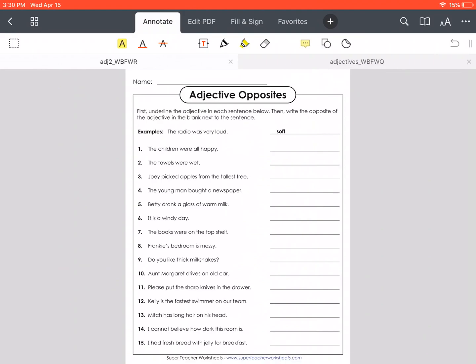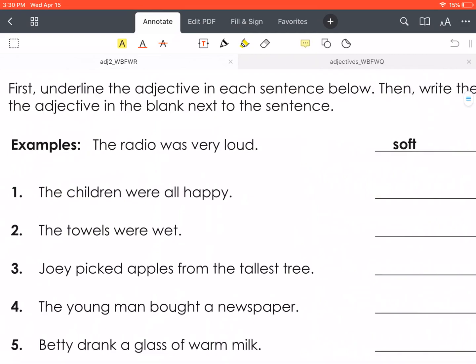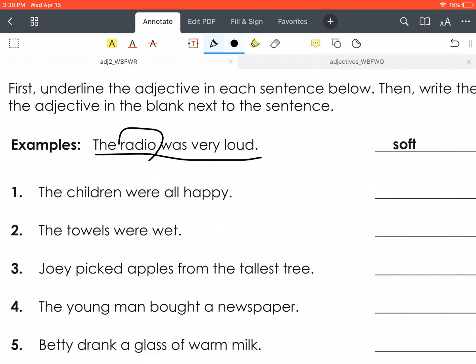So for this, we're going to talk about adjective opposites. Oh my goodness. So let's look at the example. It says the radio was very loud. Okay, so in this case, we're talking about a radio. And what describes it is it's very loud. Okay, so what the directions are asking us to do is to underline the adjective, which we decided was loud, and then we're going to write the opposite on the line next to it. So what's the opposite of loud? They wrote soft.